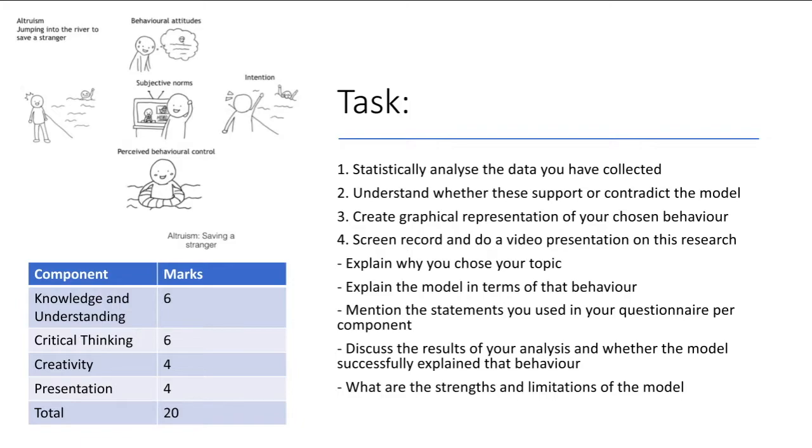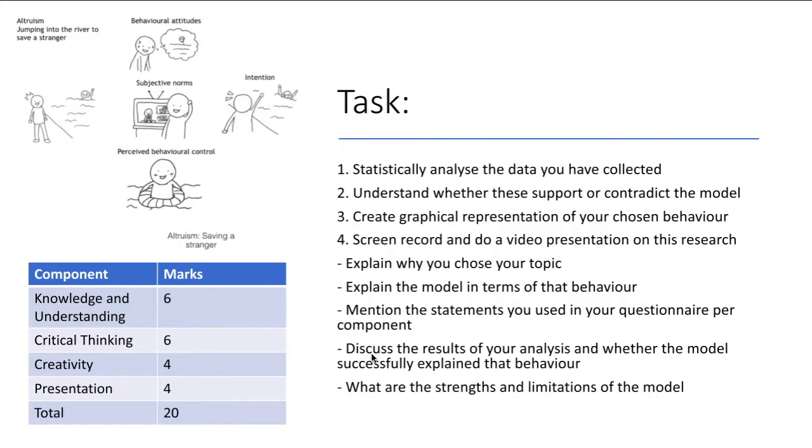After that, you will go on to explaining the model in terms of that behavior. So if it was social distancing, you will explain the model in general based on the components that it has and how that would result in whether a person socially distances or not. This is not based first on your data. You will just do it in general, and then you will go on to mentioning the statements that you used in your survey or questionnaire.